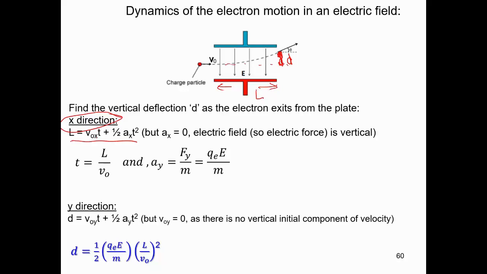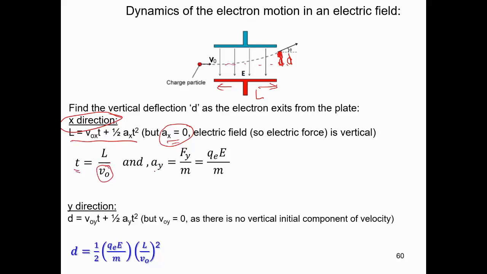So L is then v naught x t plus 1/2 a_x t squared, but a_x is 0, because look at this electric field. The electric field is only vertical. There's no horizontal component of the electric field, so there's no force in the horizontal direction, so there's no acceleration there. Then you solve for time. Time will be L over v naught, where v naught is the initial horizontal velocity.